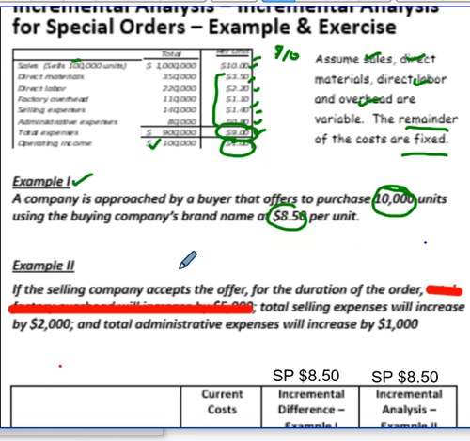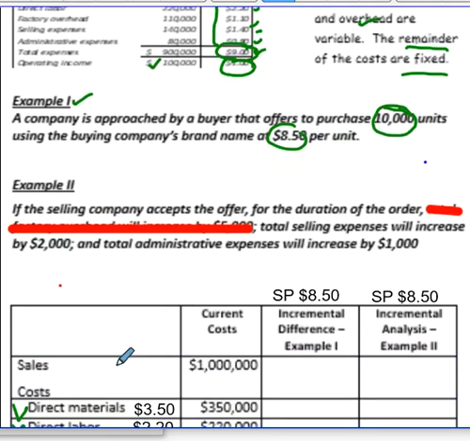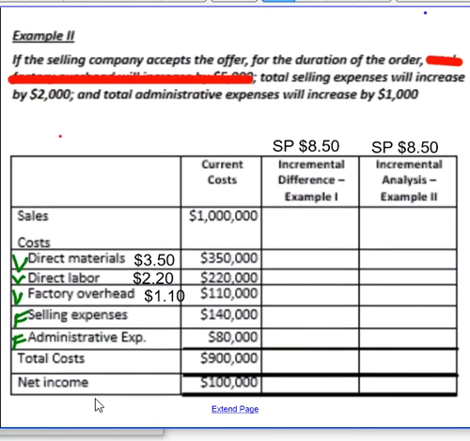So the company says, okay, we'll buy the 10,000 units at $8.50 a unit. So what I've done here under example one, I've created our sales price. It's $8.50 a unit. Now they're going to buy 10,000 units. So that means our incremental sales are going to increase by $85,000.